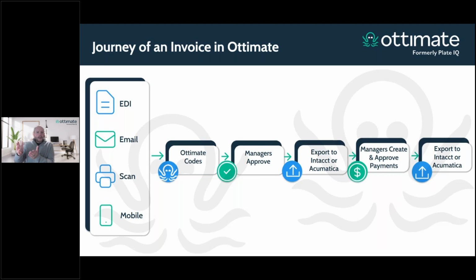Again, not only invoice workflows, but once those are now in your ERP system as an open payable, we need to get those invoices paid. So we can orchestrate payment approvals as well as a payment approval workflow within Ottimate. Once payments are executed, we'll close the open payable via that API sync back to Intact and Acumatica to fully close out the invoice lifecycle.